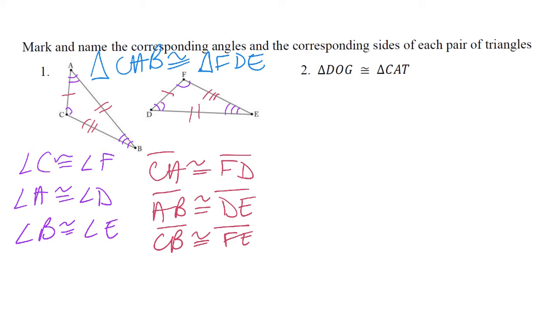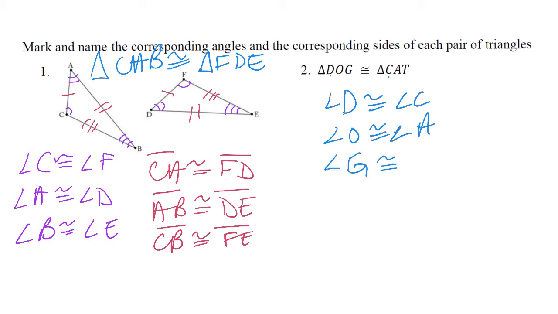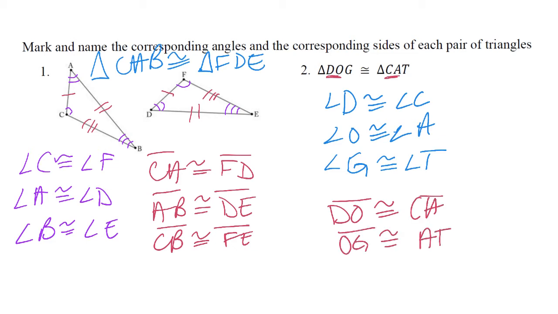So that means that angle D is congruent to angle C because they both come first. Angle O is congruent to angle A. Angle G, that was a terrible G, is congruent to angle T. Same thing with the sides. So I can say DO is congruent to CA. And OG is congruent to AT. And DG is congruent to CT. Just got to make sure you keep that order consistent. That is the important thing here.